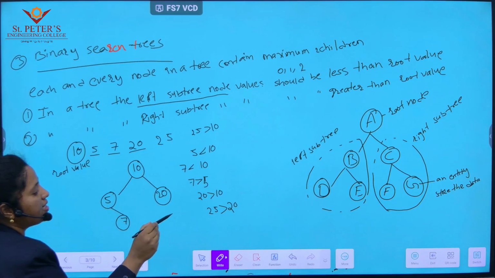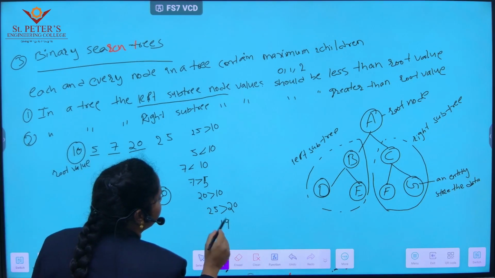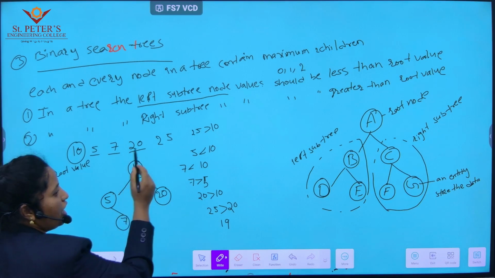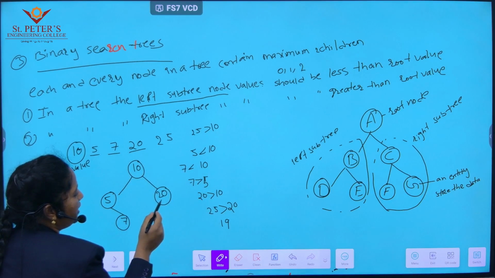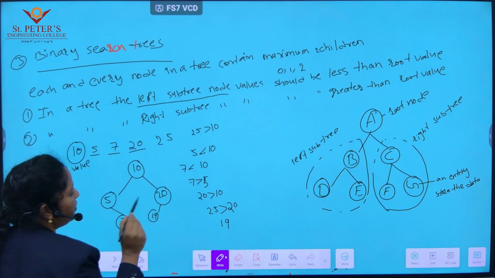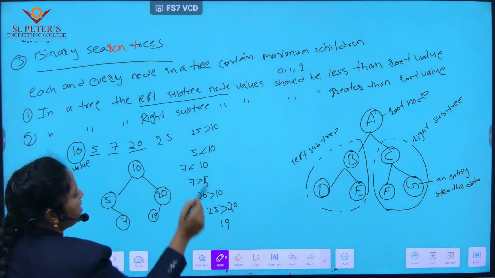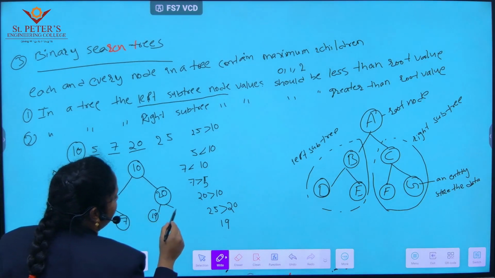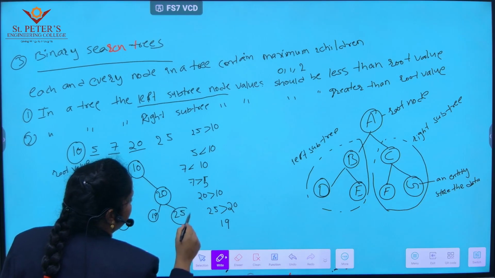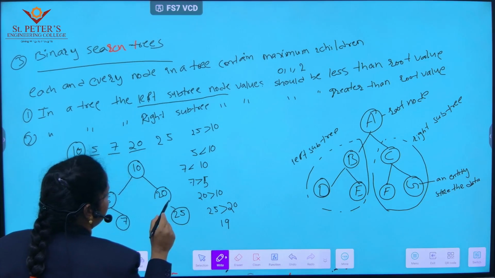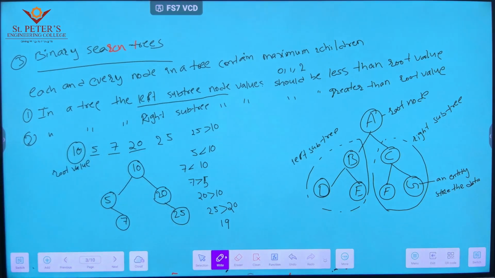If the value is, for example, 19, it is greater than 10, so come to the right part. Again compare with 20. 19 is less than 20, so we need to place this 19 at the left of the 20. Here 25 is greater than 20, so we place the 25 on the right side of the 20. So this is the binary search tree.